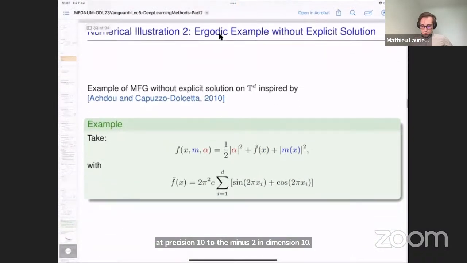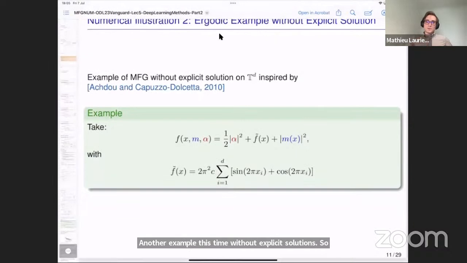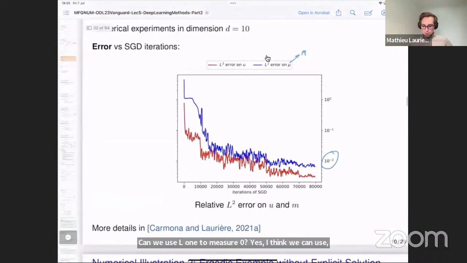Another example, this time without explicit solution. So this one is inspired by, sorry, maybe there is a question or a comment. Yes, so there is a question. Can we use L1 to measure the error? Yes, I think we can use L1 to measure the error, definitely.